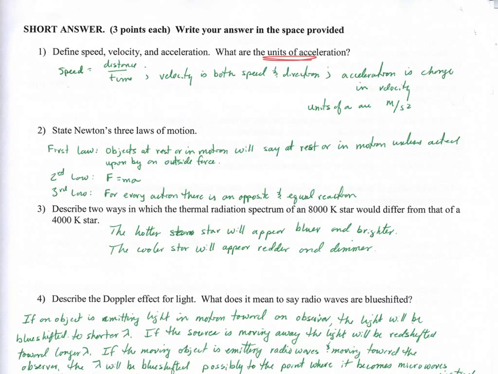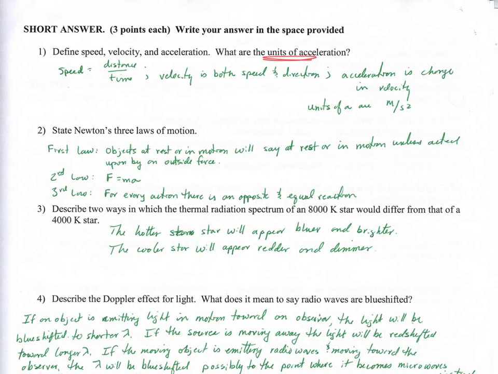Question 3, given 2 stars, and we'll be talking more about this, but like hot stars or cool stars. The hot star here is 8,000 Kelvin. The cool star is 4,000 Kelvin. Now these would be surface temperatures of the stars. I wanted you to give me 2 ways in which they differ. And so the hotter star will appear brighter, and it will have a shorter wavelength, so it will have a bluer appearance. The cooler star will appear redder, longer wavelength, and it'll be dimmer.